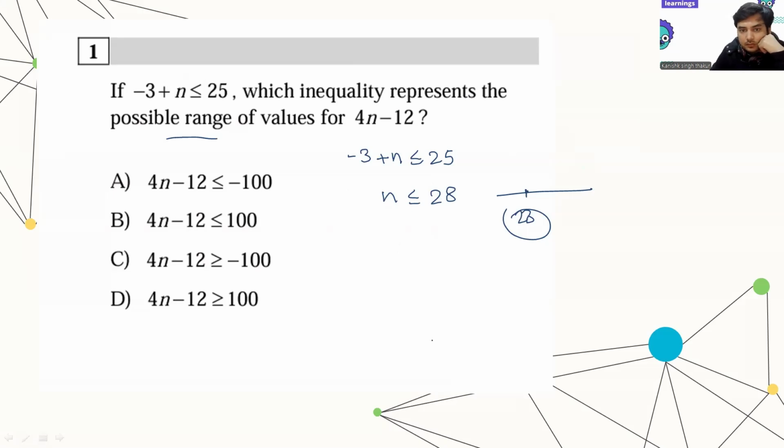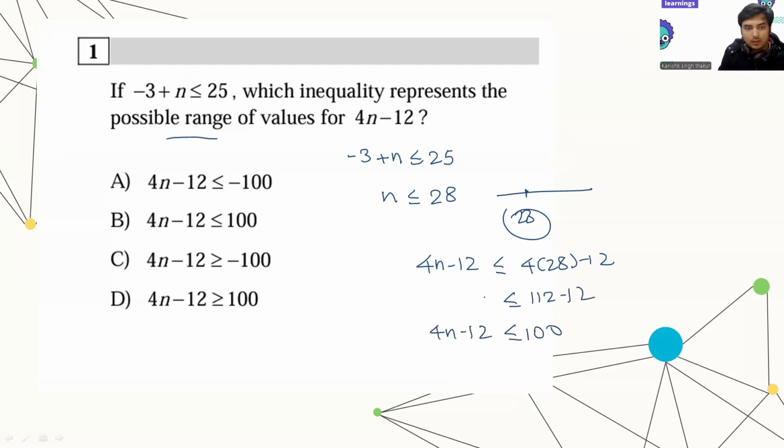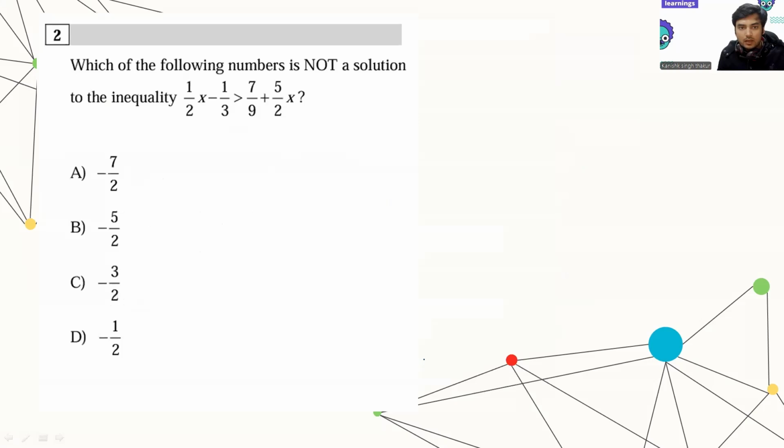So I'll do 28 times 4 minus 12. Isn't it? 28 times 4, how much does it give you? 112, isn't it? So 4n minus 12 will be less than or equal to 4 times 28 minus 12, right? Because the maximum value of n is 28. So 112 take away 12 is 100. So 4n minus 12 will always be less than or equal to 100, B would be the answer. Okay, I hope you must have got it.